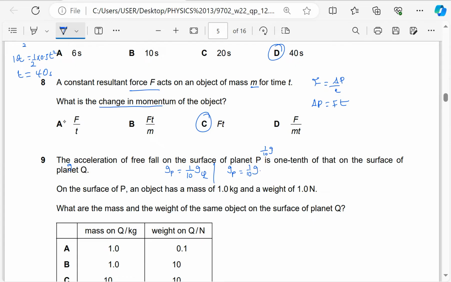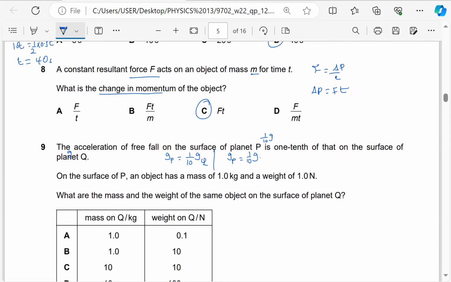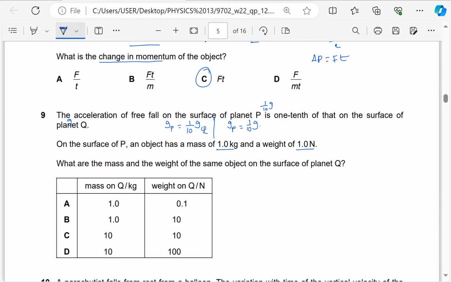On the surface of P, an object has a mass of 1.0 kilograms and a weight of 1 Newton. Of course, the mass remains the same. So we eliminate C and D because the mass does not depend on the acceleration due to gravity. What are the mass and the weight of the same object on the surface of planet Q?